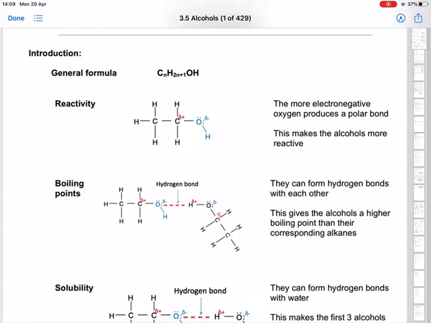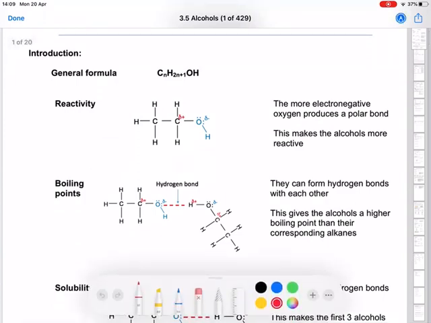So the alcohols have the functional group of the OH. Because of the OH, it has a polar bond in it, which means it's going to be more reactive than the alkanes because it can attract electrophiles or nucleophiles, which we'll talk about a little bit later on.